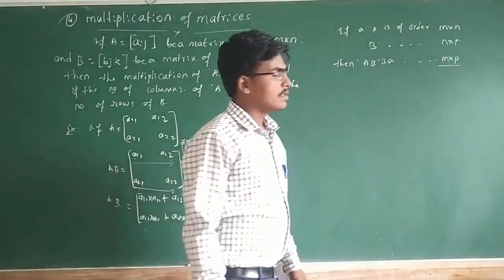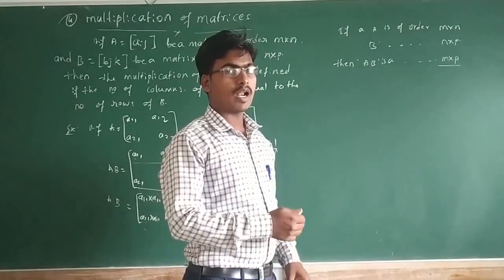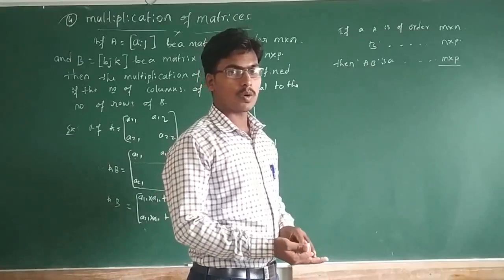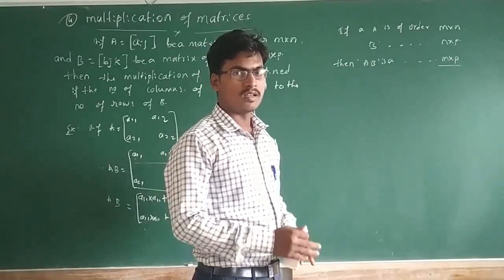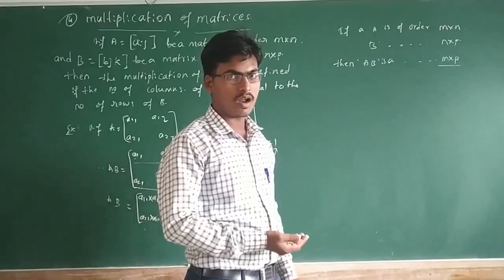Suppose the number of columns of the first matrix is not equal to the number of rows of the next matrix, then multiplication of two matrices is not defined or not possible.